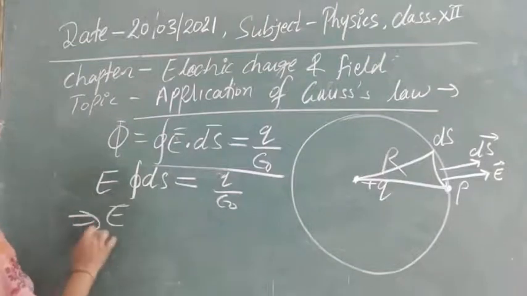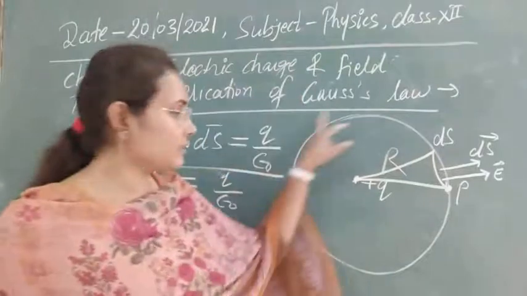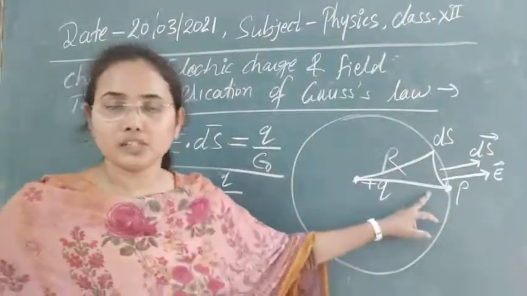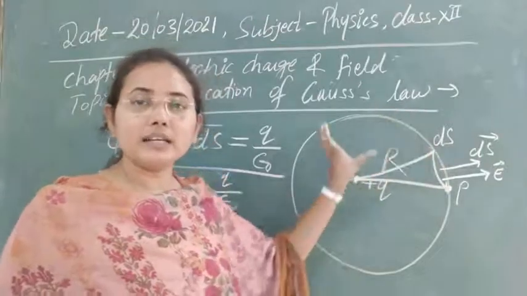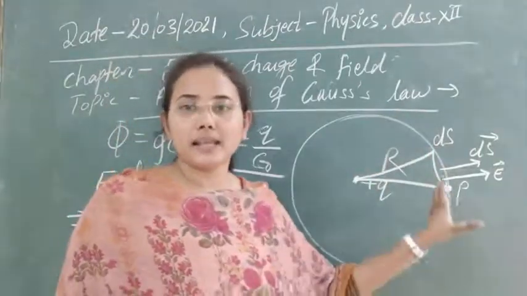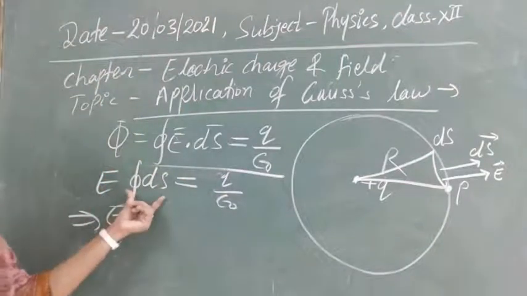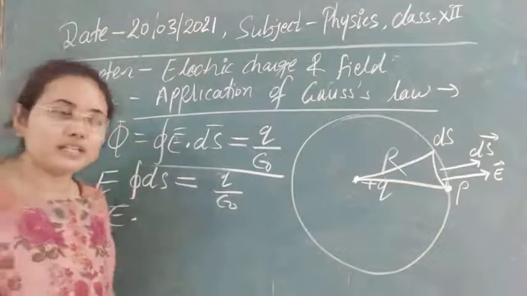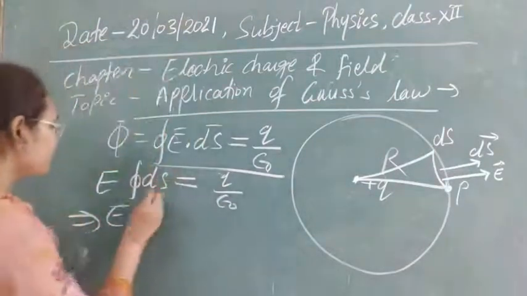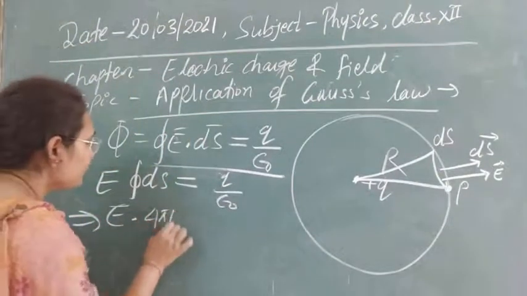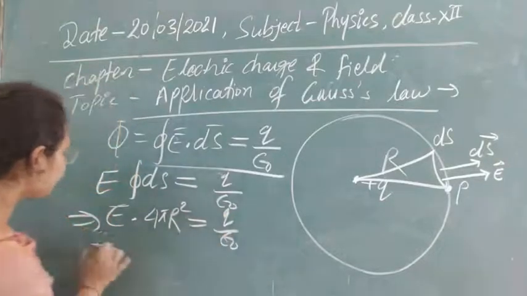Now if we integrate over this whole sphere, meaning if this small area is increased, it will give us the area of the whole sphere. It means that the integration will be equal to the area of a sphere, and you know that the surface area of a sphere is 4 pi r square. So in place of this we can write 4 pi r square. So this is equal to q by epsilon 0 times.